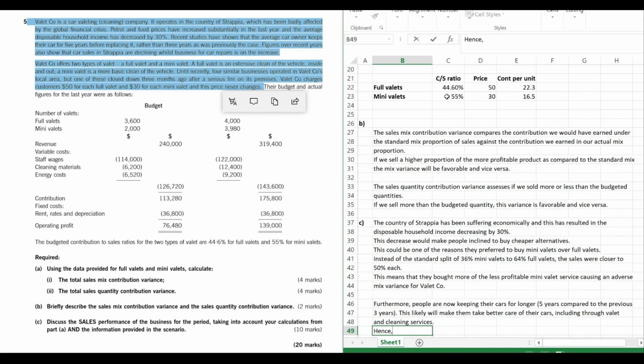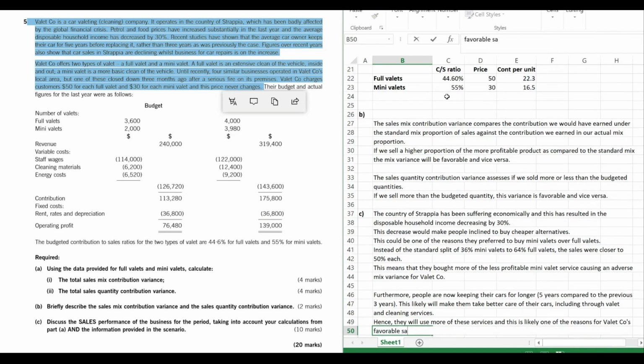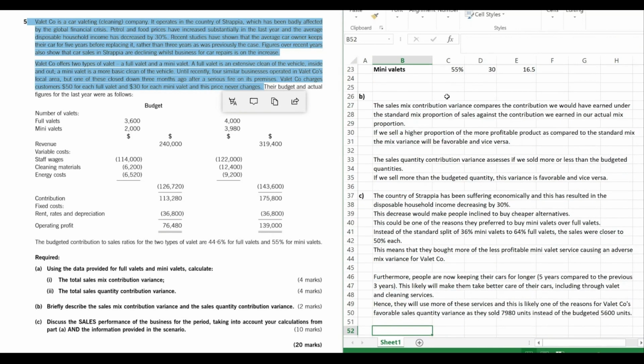Hence, they will use more of these services, and this is likely one of the reasons for Valet Co's favorable sales quantity variance, as they sold 7,980 units instead of the budgeted 5,600 units. Okay, so again, some strong points made, at least a couple of marks here as well.